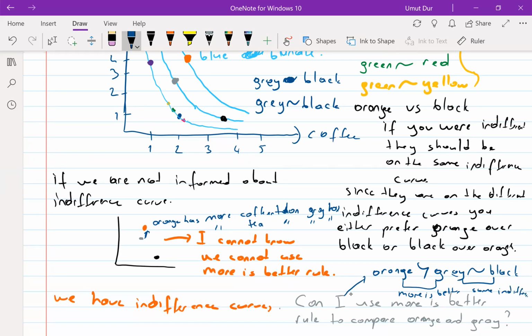Then what can I say about orange and black? Which one is preferred?